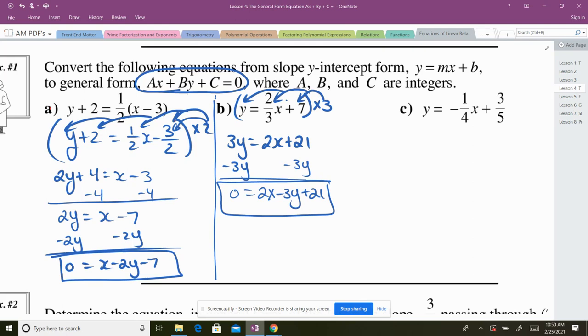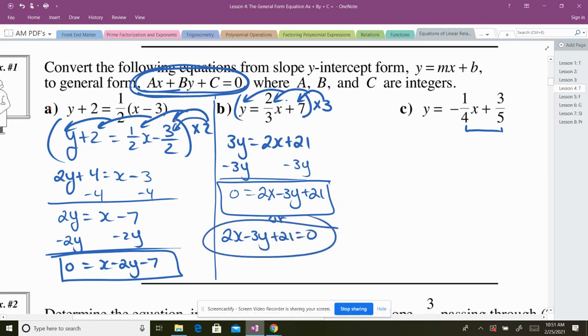Do we want to do C? All right. What's the difference with C? Different denominators. So you multiply by the common factor. Boom. Yes. Because that is how standard form is written. This, I could rewrite this. I could just flip the whole thing and write it as 2x minus 3y plus 21 is equal to 0. That's the exact same thing.